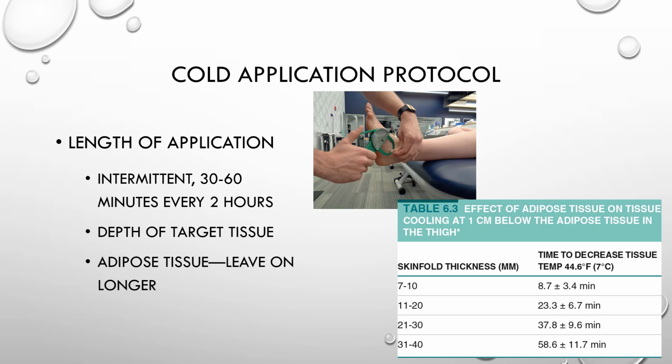The length of the application protocol. This needs to be intermittent, 30 to 60 minutes every 2 hours. We also need to consider the depth of the target tissue. This table can help us figure out the depth of our target tissue. With an individual with greater amounts of adipose tissue, we may need to leave the ice on for longer periods of time.